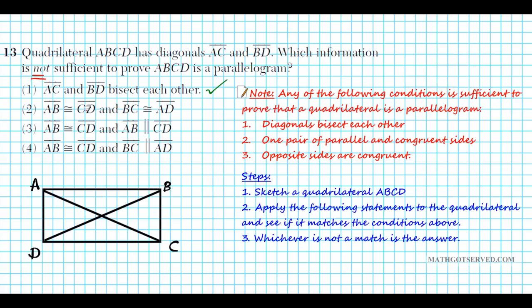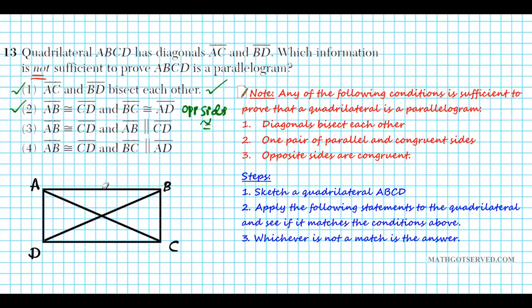Option 2, AB is congruent to CD, and BC is congruent to AD. What is that telling us? It's telling us that opposite sides are congruent. Is that sufficient to conclude that a quadrilateral is a parallelogram? Certainly, because look at condition 3. Opposite sides are congruent. That's enough to conclude that this is a parallelogram. So that's sufficient.